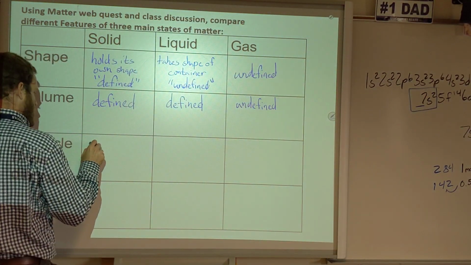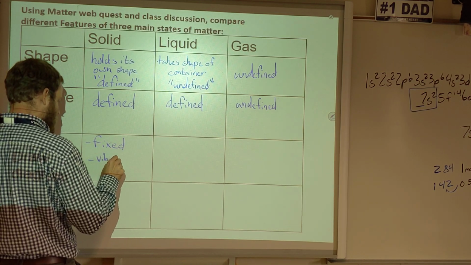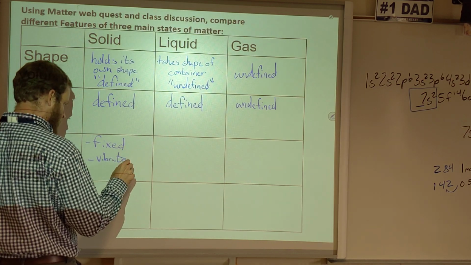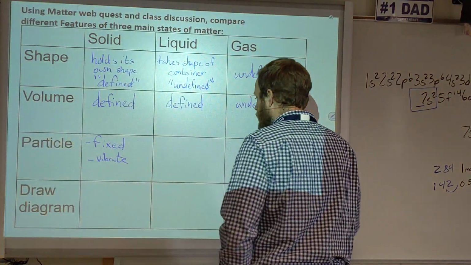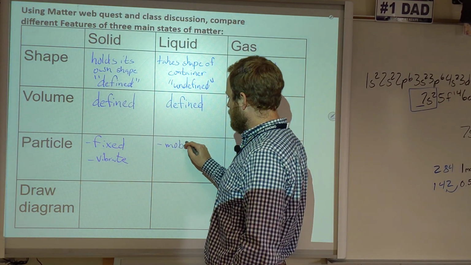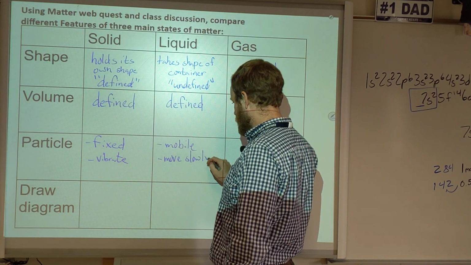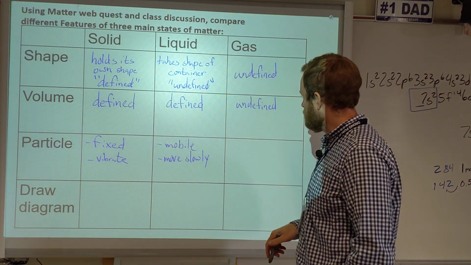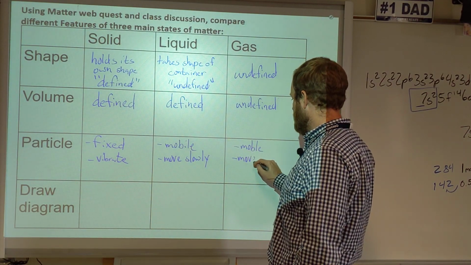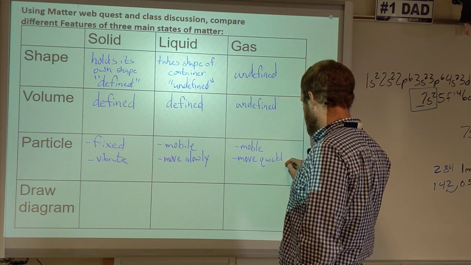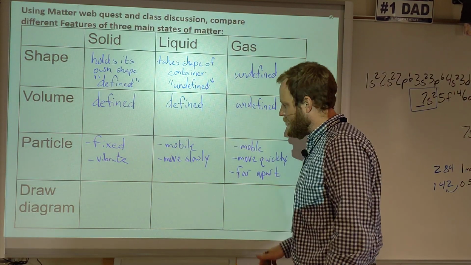Solid particles are fixed in place. They don't move around. They are moving, but they just kind of vibrate. Gotta make sure I spell that right. So they're fixed in place, they're not moving around, and they're just kind of wiggling. Liquids are mobile, which means they can move around, and they move slowly. So now they're doing a little bit more than vibrating, they're moving around slowly. Gases are also mobile. These move quickly and are far apart.